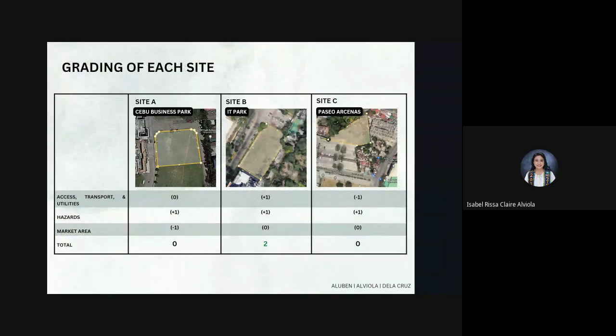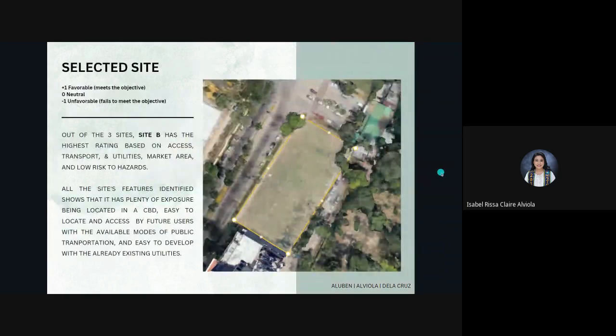So for the grading of each site, based on our criteria, we determined that the best site to be used would be site B with a total score of 2 points. Next slide. So here we have our selected site.